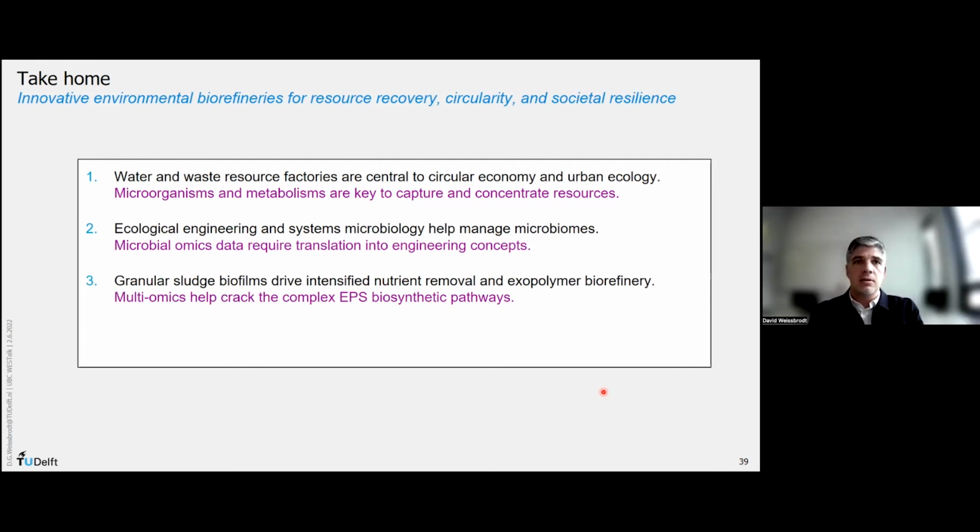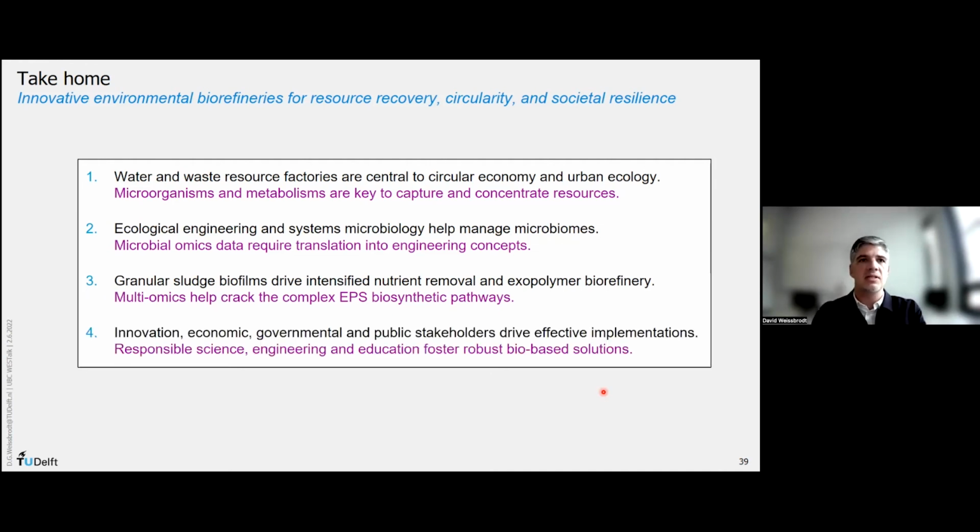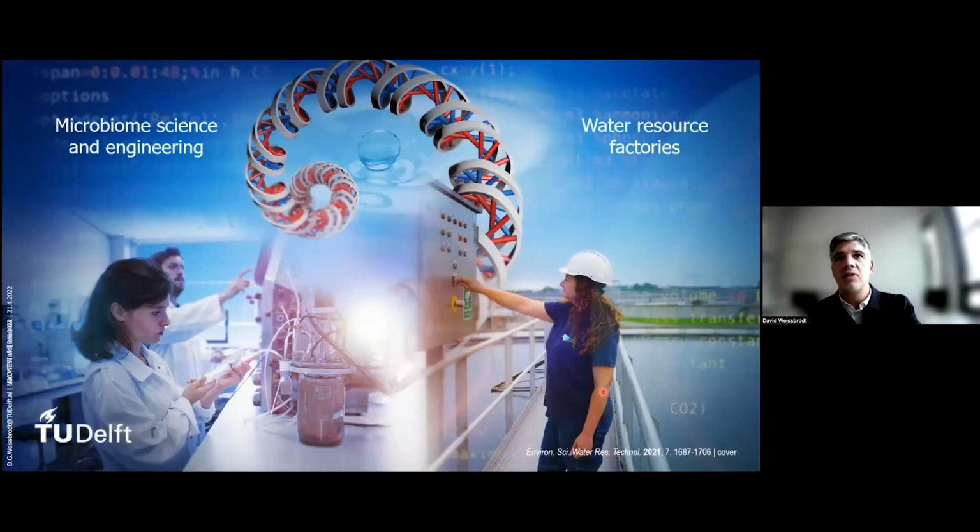This multiomics science helps to crack the complex biosynthetic pathways of this EPS. And definitely, the aim is to develop responsible science and engineering, but also education, to foster a focused bio-based solution for the circular economy, protection of the environment, and public health as well. With this, I would like to close this lecture. I hope that I was able to show you the link between microbiome science engineering and water resource factories, the link between the lab and the full scale.